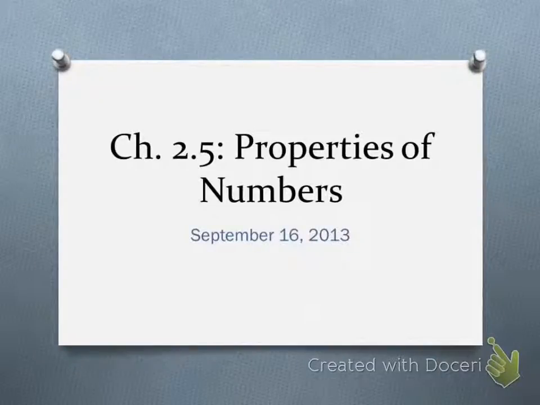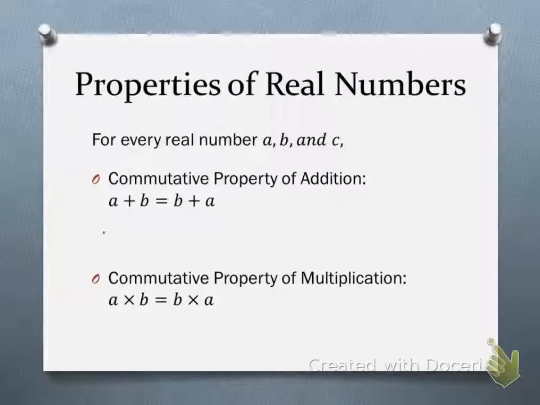Okay, today we are going over section 2.5, properties of numbers. So we have properties of real numbers, and for every real number a, b, and c, that is actually going to apply to all of the properties that we discuss. So the first property we have is a plus b equals b plus a, and that is the commutative property of addition. Okay, so what that's saying is we can switch the order and it will still give us the same thing. So let's look at an example.